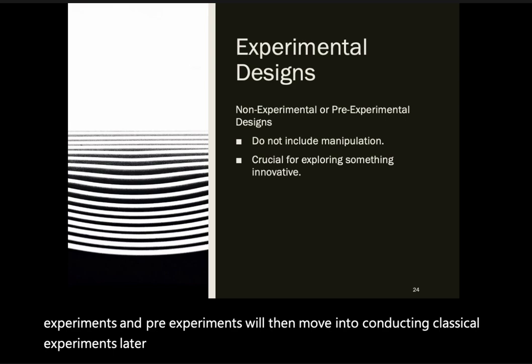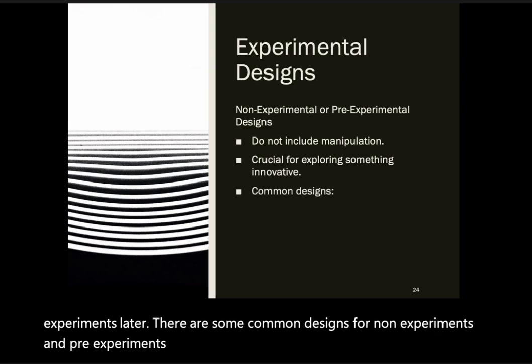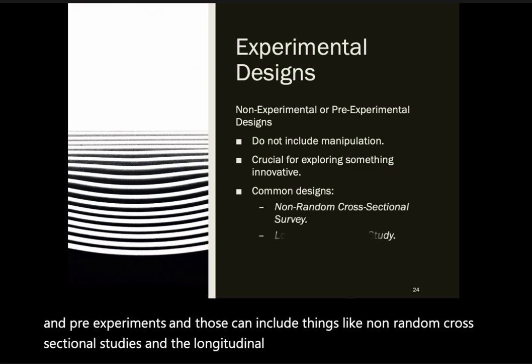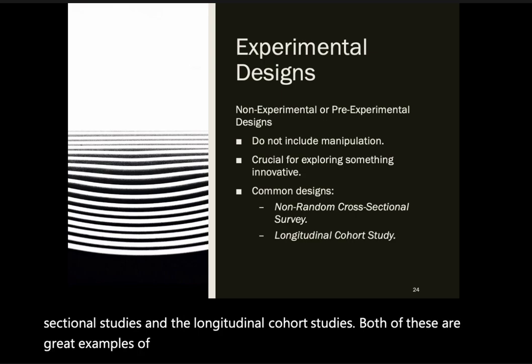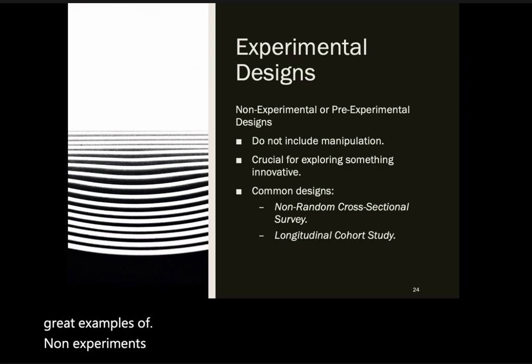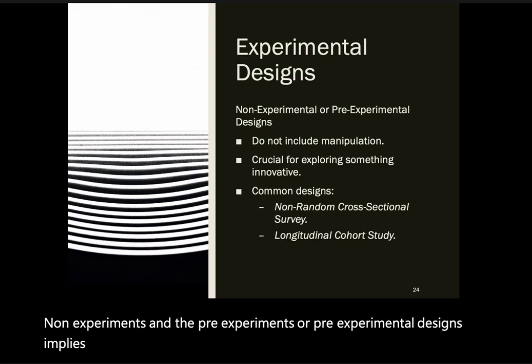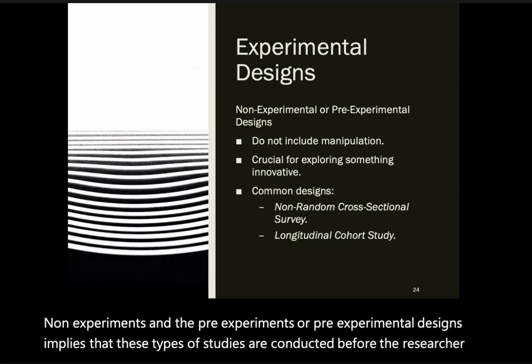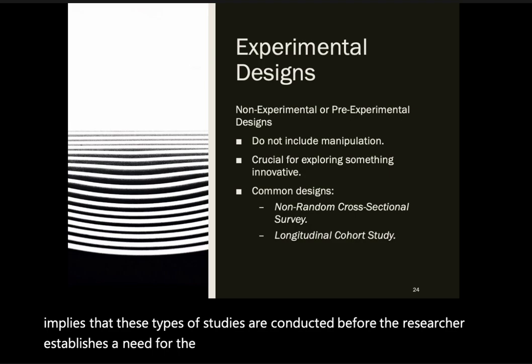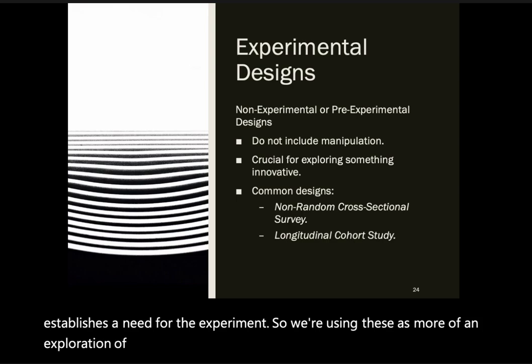There are some common designs for non-experiments and pre-experiments, and those can include things like non-random cross-sectional studies and longitudinal cohort studies. Both of these are great examples of non-experiments. And pre-experimental designs implies that these types of studies are conducted before the researcher establishes a need for the experiment. So we're using these as more of an exploration of different types of studies.